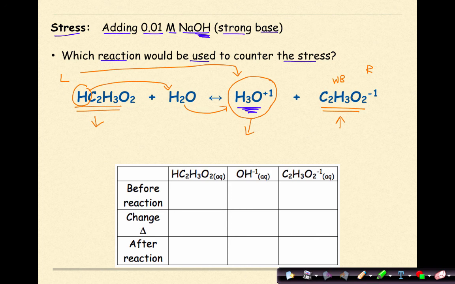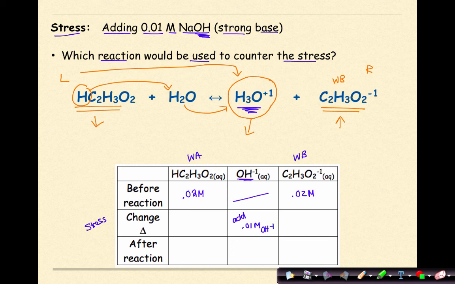What does this look like in an ICE table? Well, we have acetic acid, which is our weak acid, and we have the acetate ion, which is our weak base. We also have the presence of our hydroxide ions right here, which will represent our stress of the addition of the 0.01 molar sodium hydroxide coming in. Before the reaction, again, we have 0.02 molar of our weak acid and 0.02 molar of our weak base, and initially, no hydroxide ions are present. The change here is the stress being added to the system. So we are adding in 0.01 molar hydroxide ions.